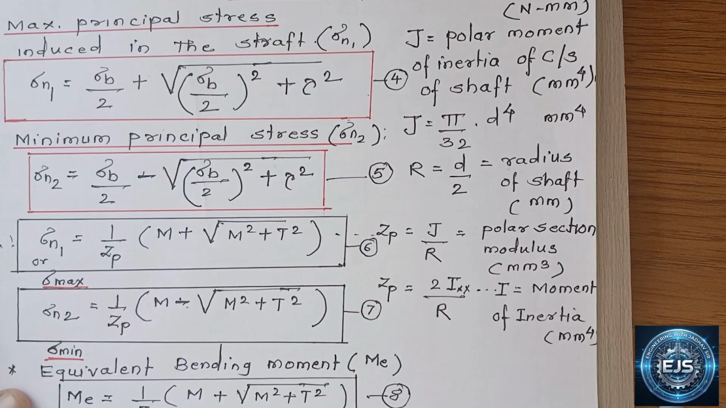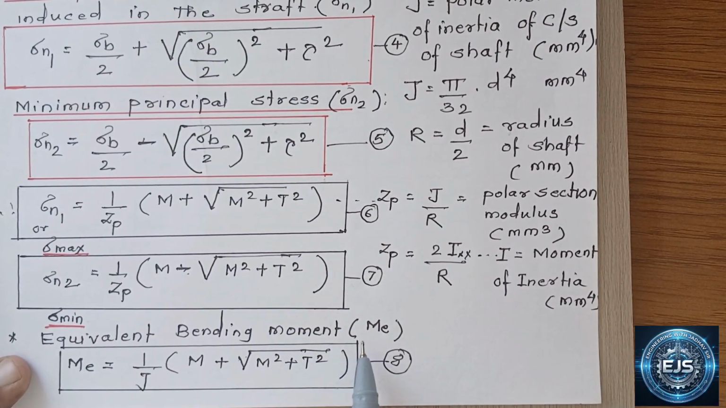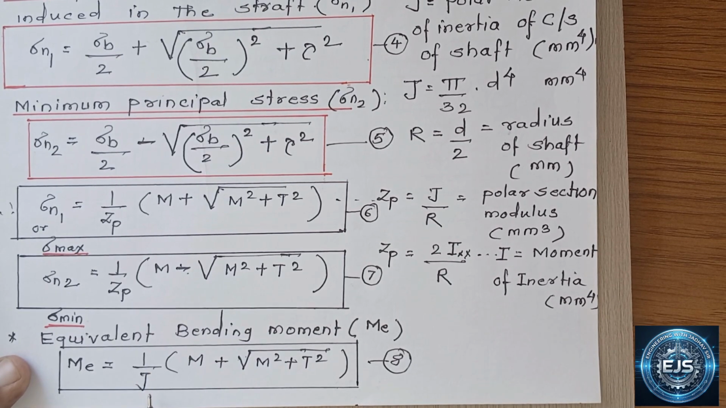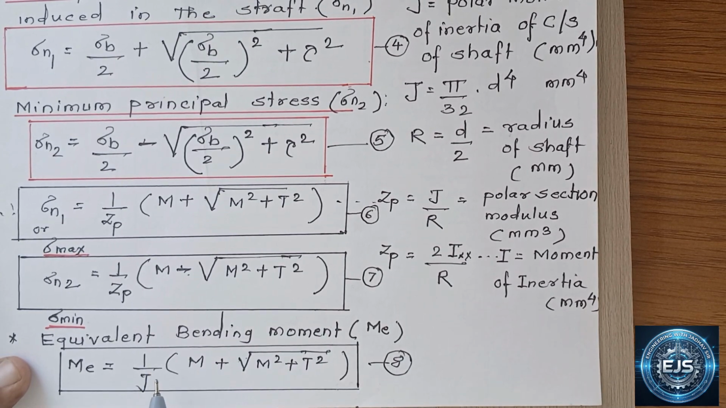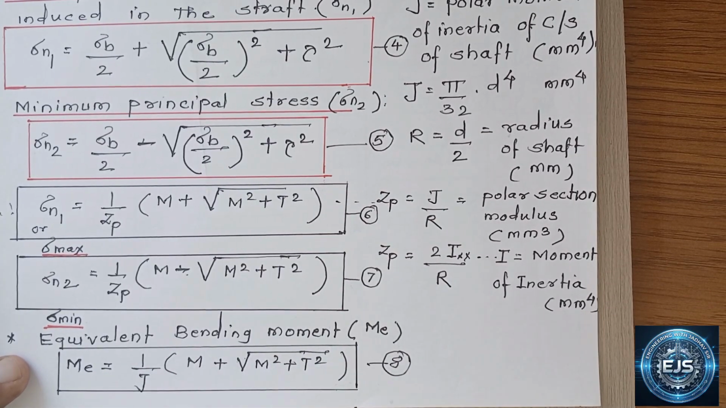राइट. J by R. तो यहां पे इक्विवेलेंट बेंडिंग मोमेंट शाफ्ट पे कितना है वो कैसे कैलकुलेट करेंगे? M equivalent is equal to 1 by J, J is the polar moment of inertia, into M plus root of M square plus T square. This is equation 8 which is used for calculation of equivalent bending moment acting on the shaft. तो आगे प्रॉब्लम में ये फॉर्मूलेज आने वाले हैं, इसलिए ये फॉर्मूलेज हमें समझना है और ध्यान में रखना है. राइट. तो इक्विवेलेंट बेंडिंग मोमेंट इस फॉर्मूले से हमें कैलकुलेट करना है.